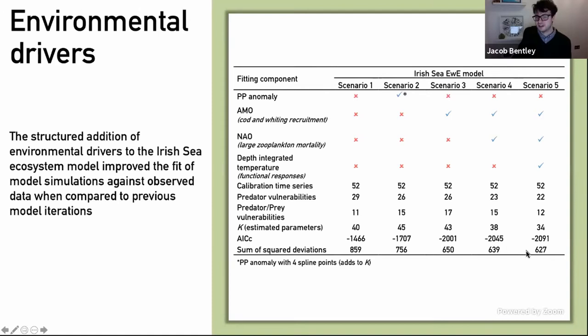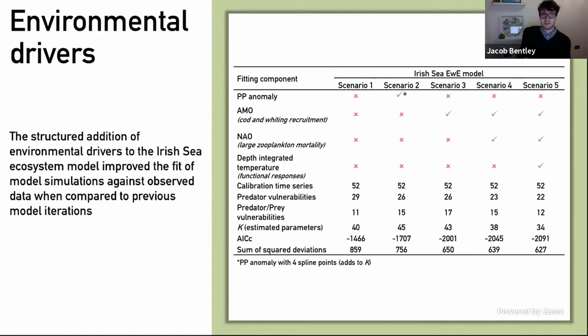And then again, we added depth integrated temperature functional responses in the final iteration, so that the functional groups' consumption rates could respond to changes in temperature over time, which we wanted to implement because we were looking to generate climate change scenarios down the line. So we wanted to have tolerance ranges to temperature incorporated into the model. We found that having these temperature responses in the model also improved the fit overall.